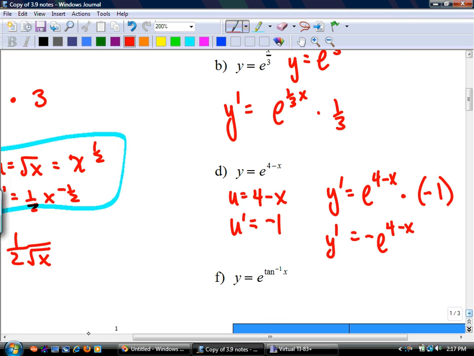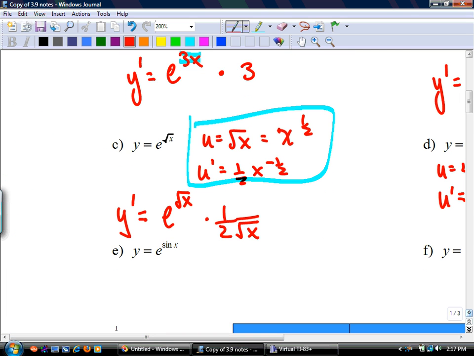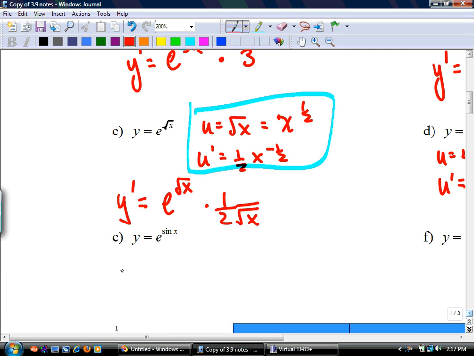Okay, Mr. App, let's get all funky with it. This is looking like fun now. E to the sine x. U equals sine x. U prime equals cos x. So y prime is going to equal e to the sine x times cos x.